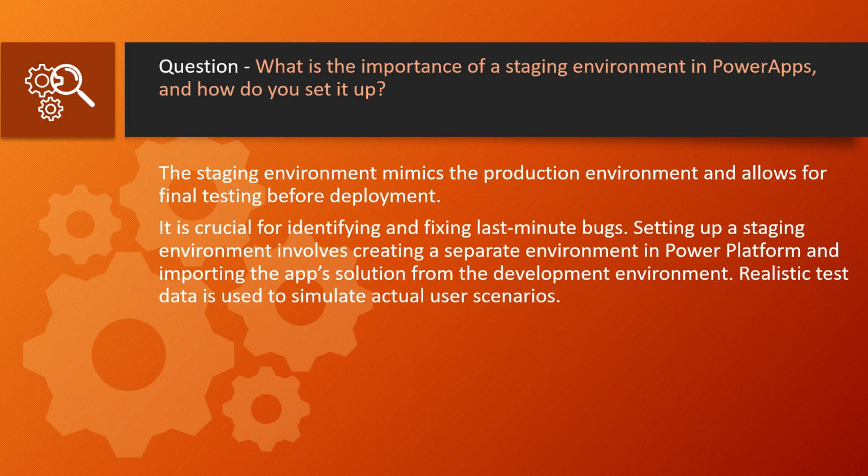Setting up a staging environment basically involves creating a separate environment in the Power Platform and importing the app solution from the dev environment to the staging environment. Here all the realistic test data is used to simulate actual user scenarios. So basically this is almost a replica of the production environment. So if everything passes in the staging environment, then we can hope that everything will work as per expectation in the production environment.